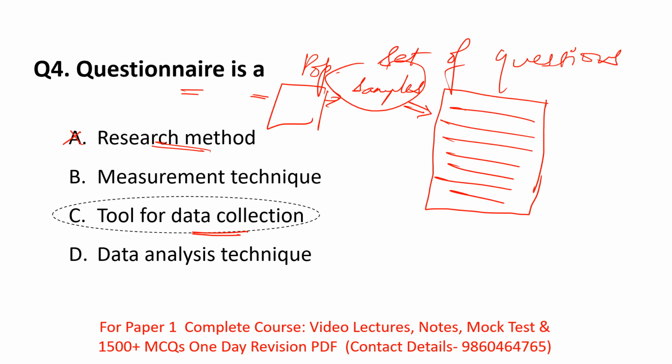Then option B is measurement technique. No, a questionnaire is not a measurement technique. Measurement means you are measuring something, you are doing calculation and all. So option B is also incorrect. Then option D, data analyzing technique. No, you are not analyzing, you are just collecting data. So option D is also incorrect. So the correct option is option C, questionnaire is a tool for data collection.